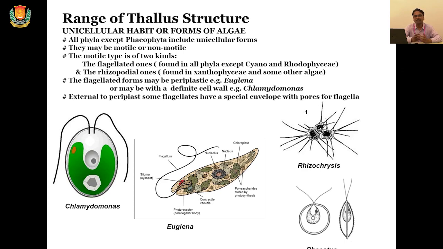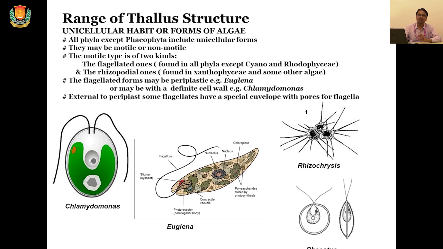This is the reason why I was telling that it is a large and heterogeneous assemblage of different life forms. Now, a unicellular thallus may be motile, meaning it may be moving by its own, or it may be non-motile also. And when they are motile, this motility is of two kinds: the flagellated ones, or motility due to rhizopodia. The flagellated ones are found in all the phyla of algae except Rhodophyta and Cyanophyta. So except these two groups, all other algal groups have flagellated stages either in the vegetative body or in the reproductive phase.